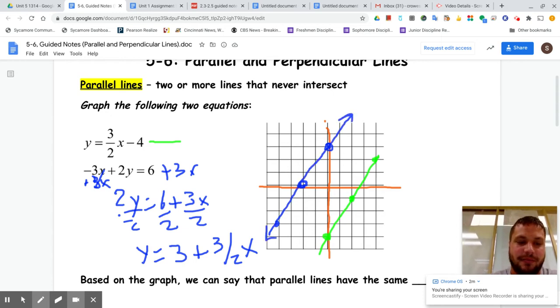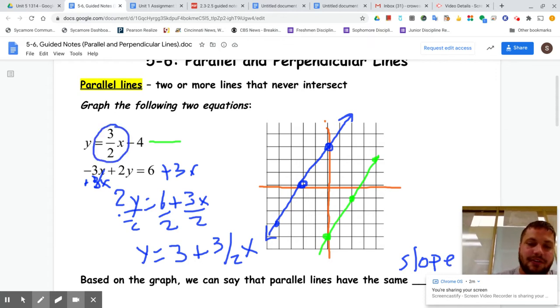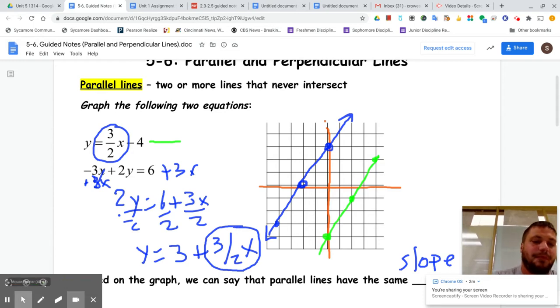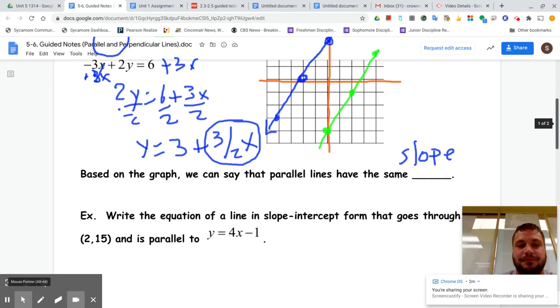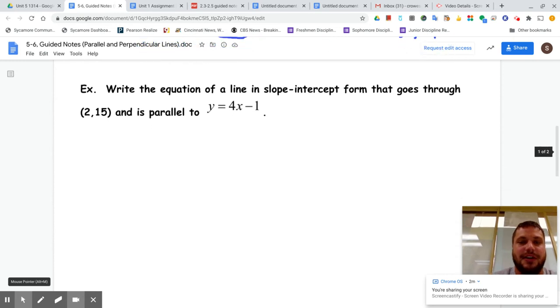What makes them parallel? Is this based on the graph? Parallel lines have the same, and of course it's the same slope, okay? This one had a slope of 3/2. This one has a slope of 3/2. Same slope makes lines parallel. Okay, so now we're going to start to write equations of these things. All right, now this is just like what we did yesterday.